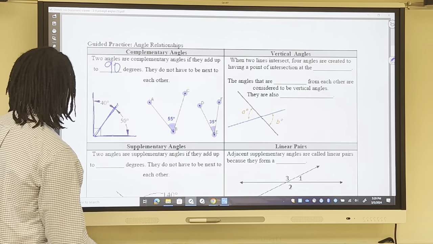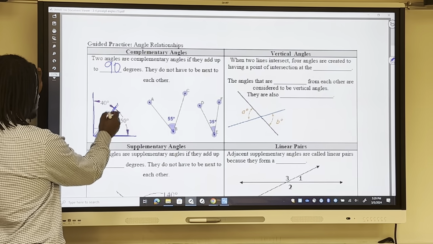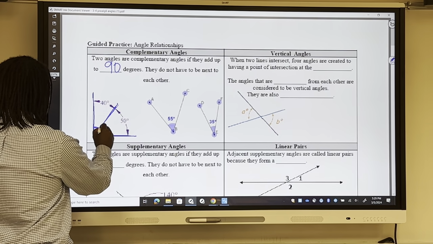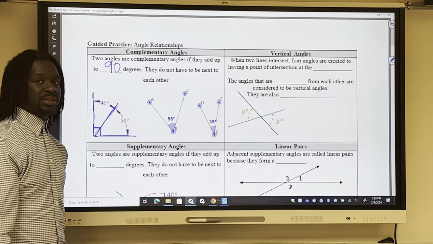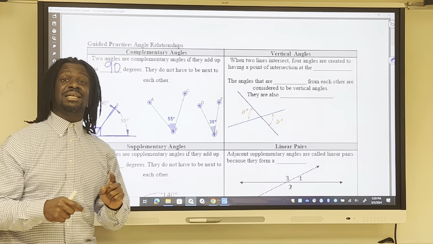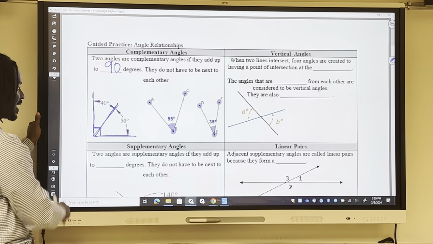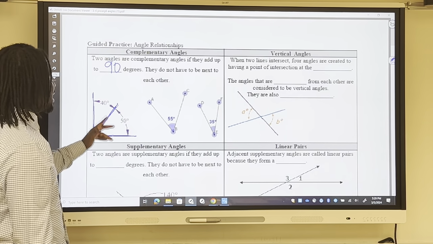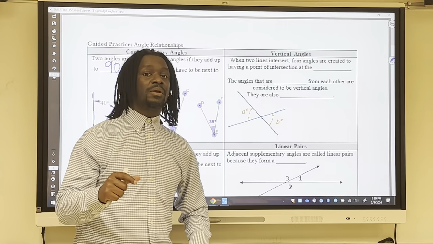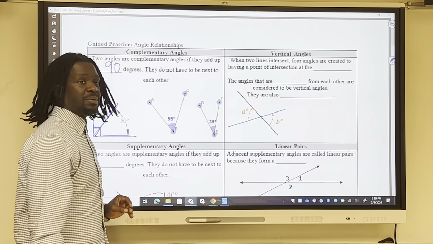One way you can see that complementary angles add up to equal 90 is whenever an angle has that little box in the corner, that does mean that the angle is 90 degrees, okay? So that little box indicates that those angles are 90. Now, you also need to understand that complementary angles don't have to be next to each other.